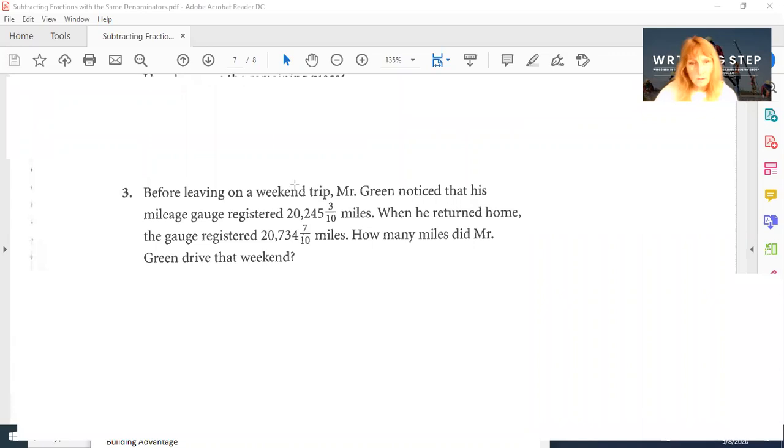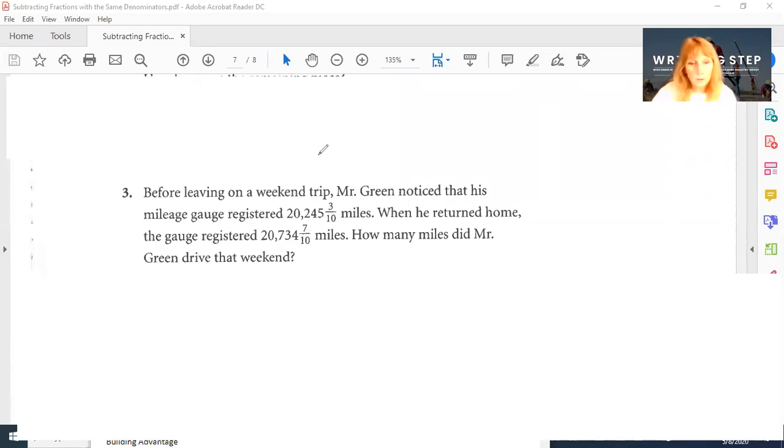Number 3 says, before leaving on a weekend trip, Mr. Green noticed that his mileage gauge registered 20,245 miles and 3/10. When he returned home, the gauge registered 20,734 and 7/10. So it went up. And that makes common sense because if you drive a car, mileage is going to go up. How many miles did Mr. Green drive that weekend? So is this going to be an adding or a subtracting problem? Correct. This is going to be a subtracting problem.